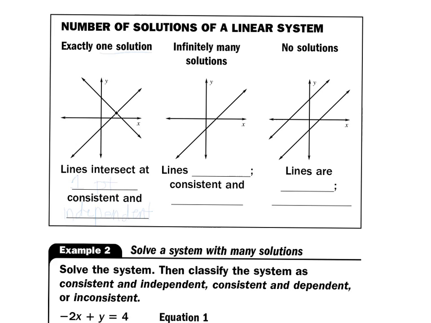Now, infinitely many solutions would mean that the 2 lines are graphed on top of each other. This means that they're consistent and then they're dependent. No solution, the lines are parallel and they are inconsistent. If you remember your prefixes, in means not a lot of times.